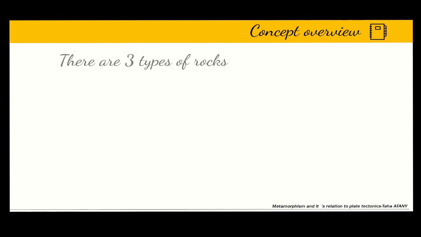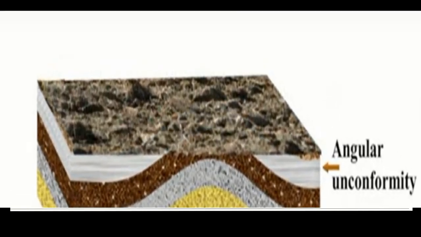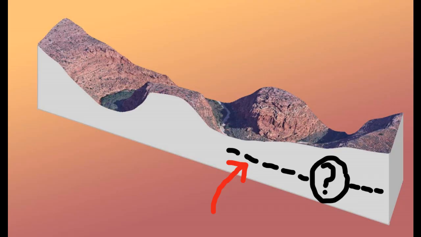There are three types of rocks. Sedimentary rocks, rocks that form after the weathering, erosion, deposit and diagenesis of pre-existing rock exposed to external factors like weather. Igneous rock, rocks that form from the melting down of a pre-existing rock and its cooling or recrystallization.